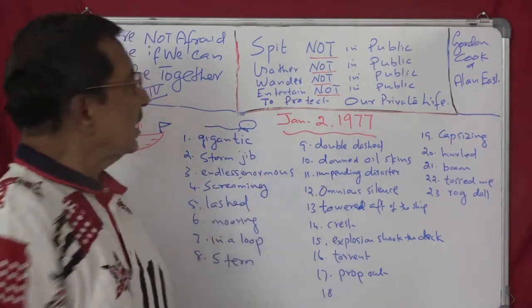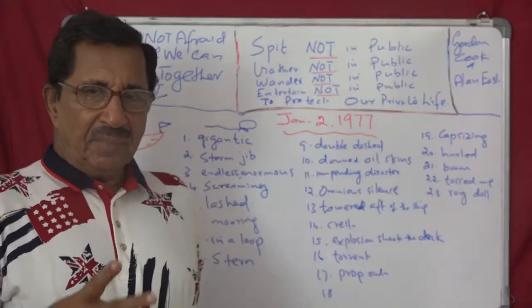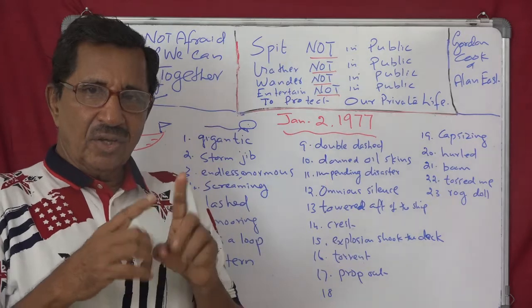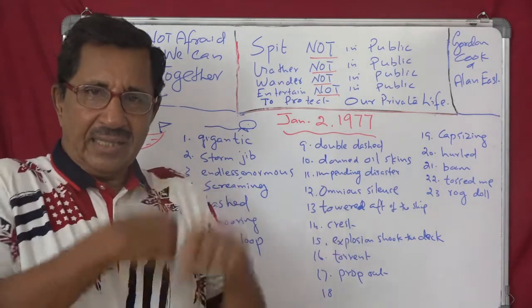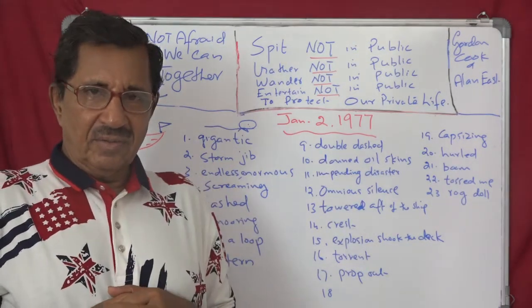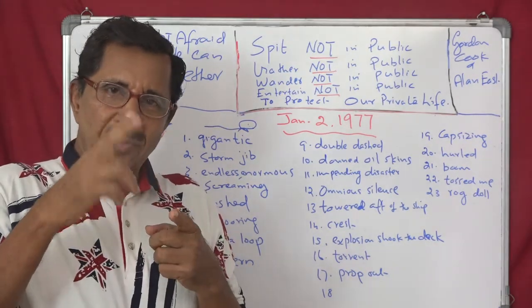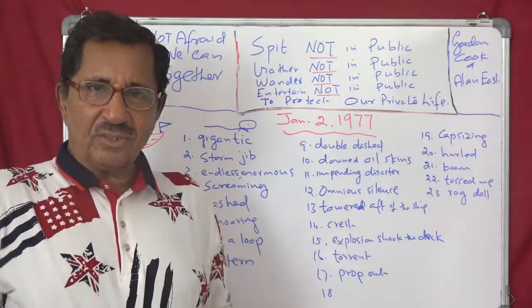And now next, double dashed. You fold the rope and tie, then it will be double dashed. Means instead of tying with a single rope, you make it double and then tie, that is called double dashed.